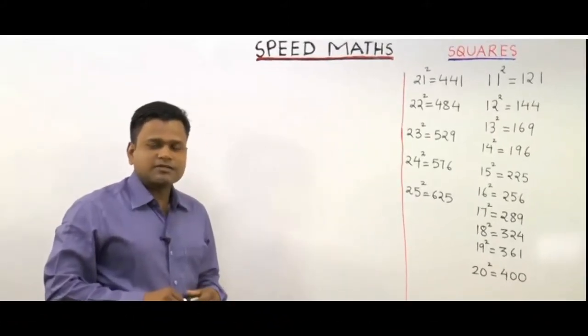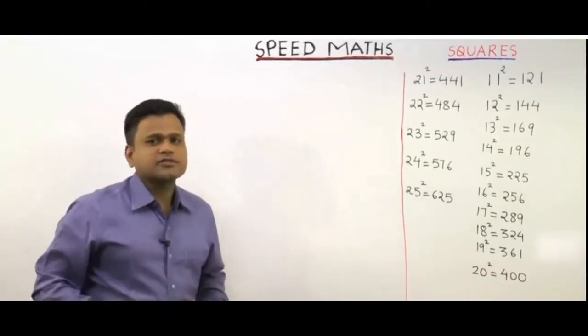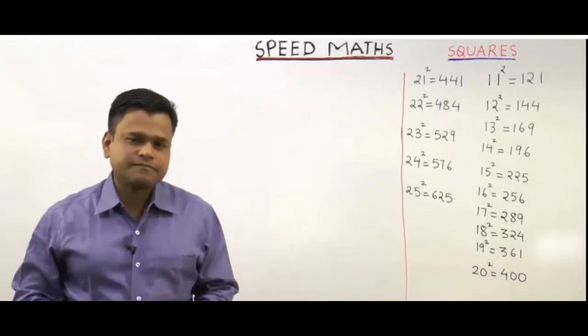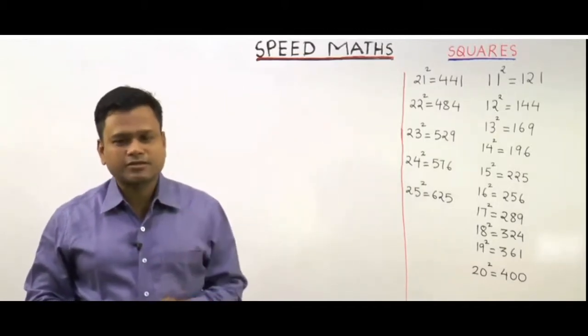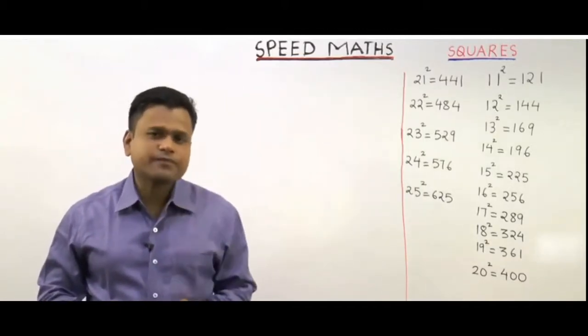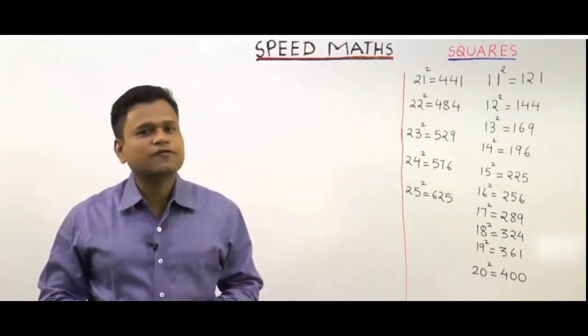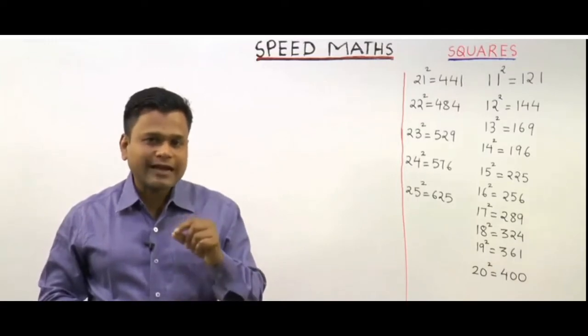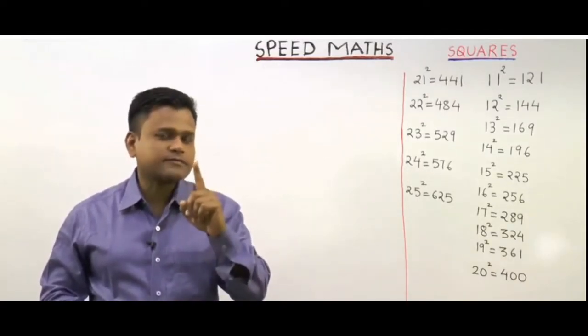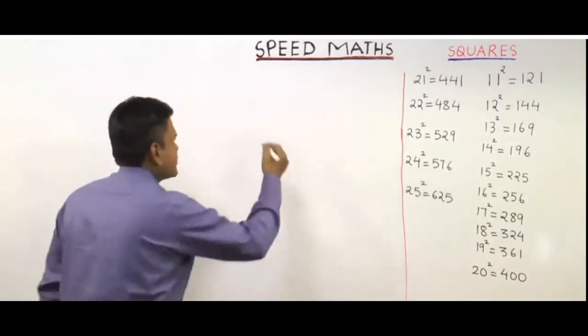Friends, we learned just now how we can find the squares of the numbers ending with 5. And pretty simple that was. Now, let's learn something about how we can get the squares of any number which is ending with 1. Let's see how we get that.